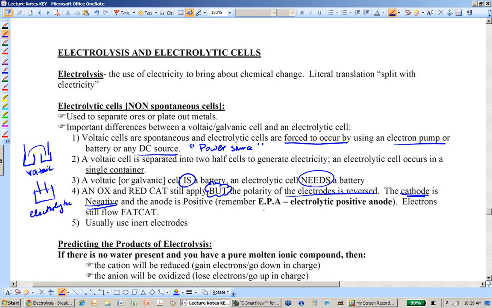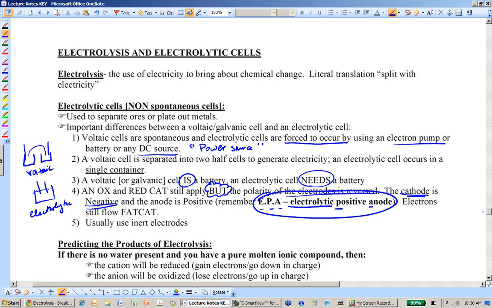And you'll remember this using another acronym, or mnemonic device if you prefer, EPA, which stands for electrolytic process has a positive anode. So electrons, however, are still going to flow fat cat. So this is the only change. The only change is that we had to reverse the polarities of the anode and the cathode. In other words, their plus and minus charges. We also, in these processes, usually use inert electrodes, so that the electrodes themselves do not get involved in the electrolytic process.